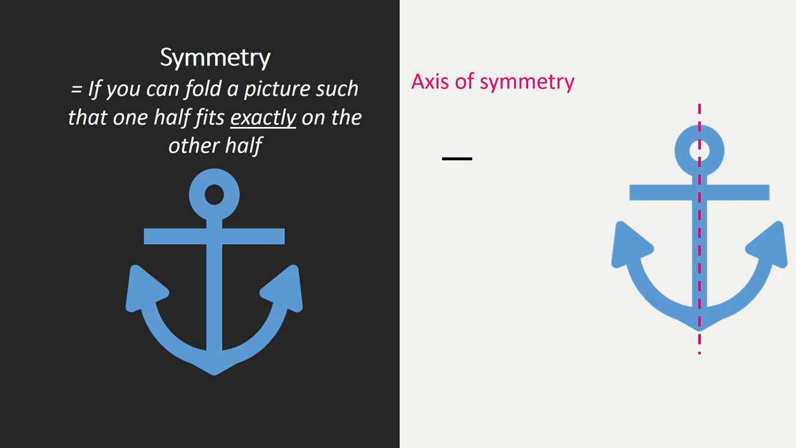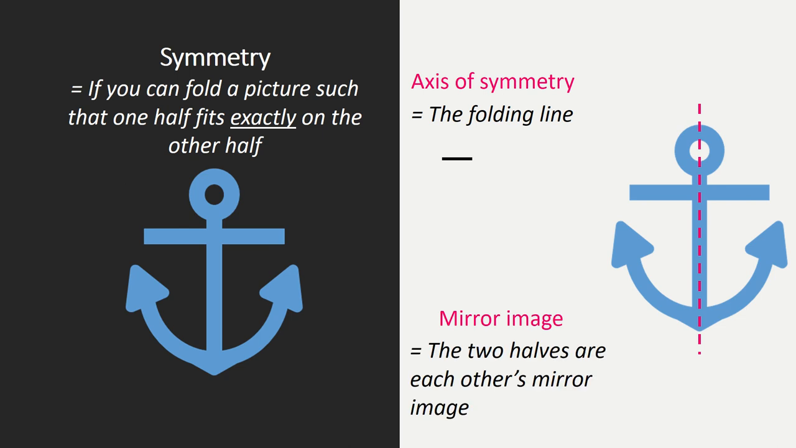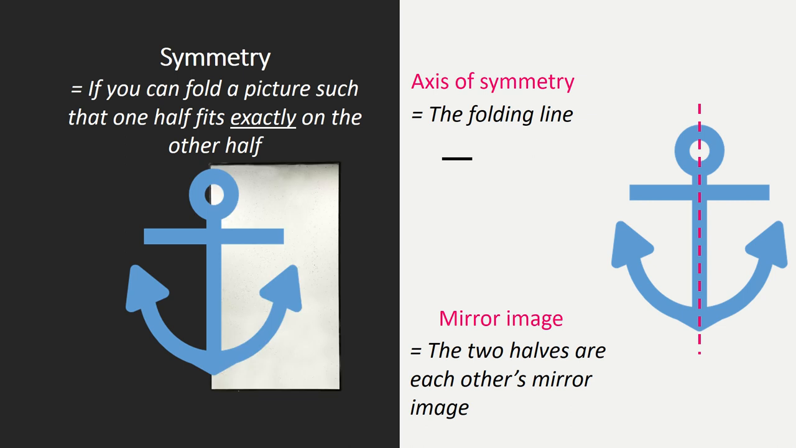So we call this pink dotted line the axis of symmetry. It's the folding line. If we fold the anchor, then the two halves are each other's mirror image. It's the same as if you have a mirror and you put it on the folding line, then you will see the other half in the mirror. And that's why it's called the mirror image.